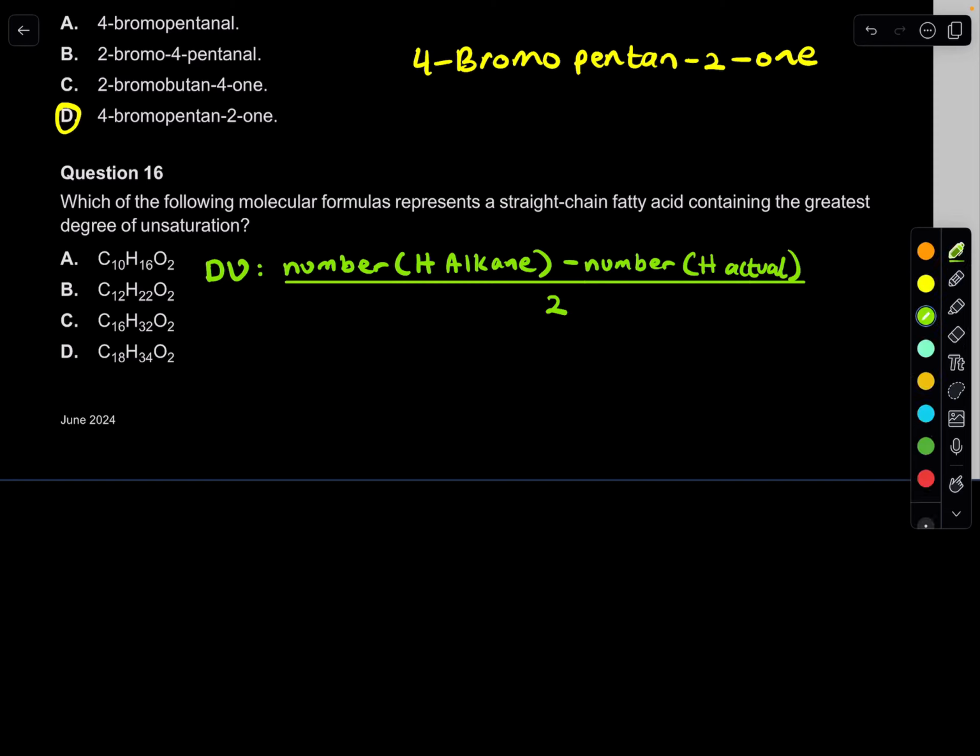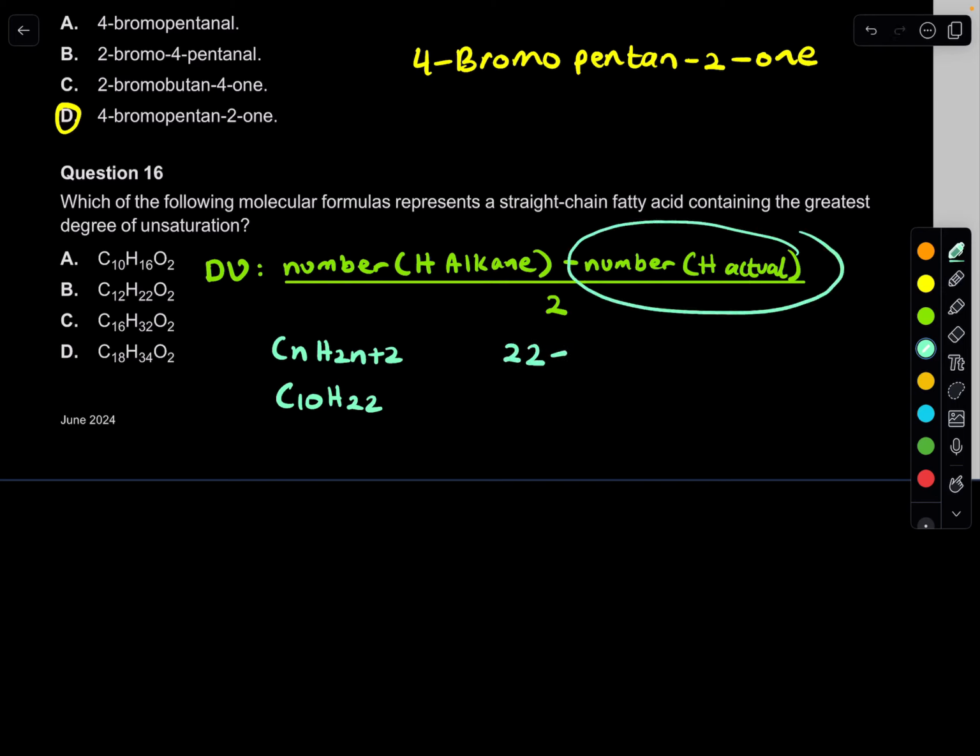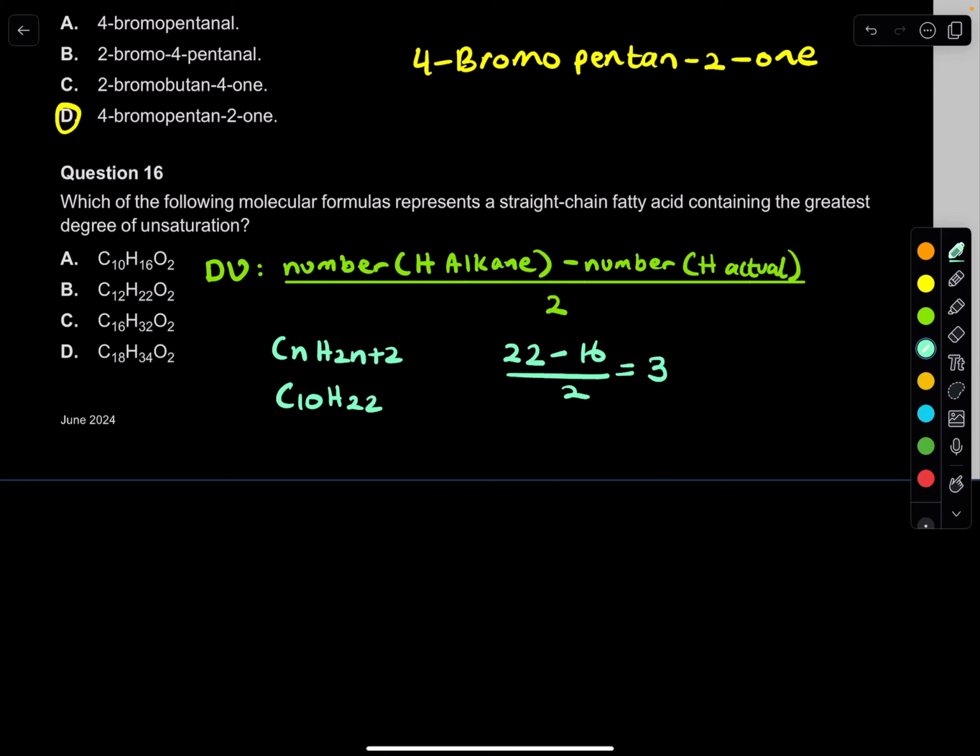For example, let's try the first one. We first need to calculate the number of hydrogens if it was an alkane. Remember the alkane formula? It's CnH2n+2. If this molecule was an alkane, how many hydrogens would there be? We can see there are 10 carbons, so n is 10. 2 times 10 is 20, plus 2 is 22. So 22 minus the actual number of hydrogens in this molecule, which is 16, and then you divide by 2 and get 3, meaning this has 3 carbon-to-carbon double bonds.